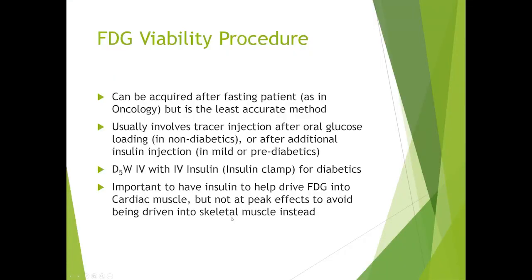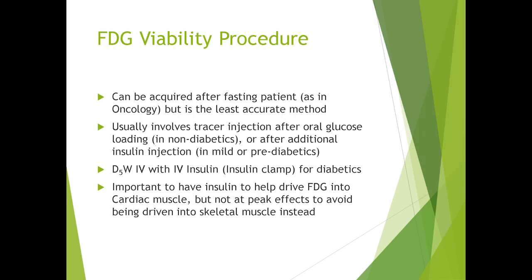On the FDG side, the imaging is more complex. You do need to do a perfusion scan, which can be done with SPECT or, preferably, with a PET agent. But for FDG, it can be acquired in a fasting state because, again, it's a metabolic agent. But it's the least accurate method if only fasting is done. So usually you give a tracer injection after some sort of oral glucose loading, specifically in non-diabetic patients, or they may need additional insulin injections, for example, in patients who are mildly or pre-diabetic.